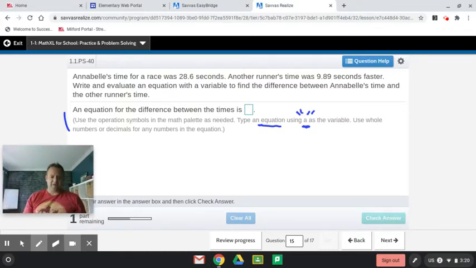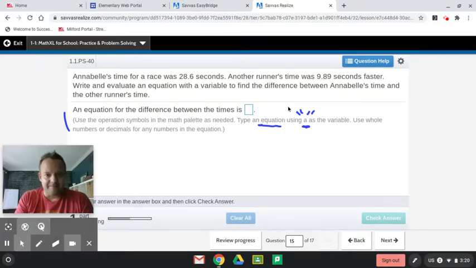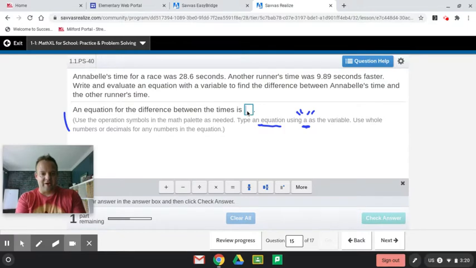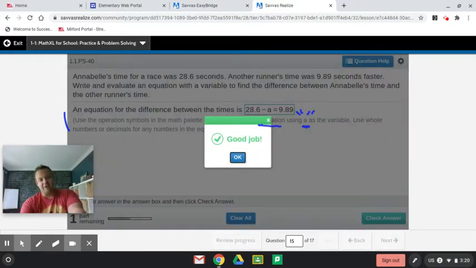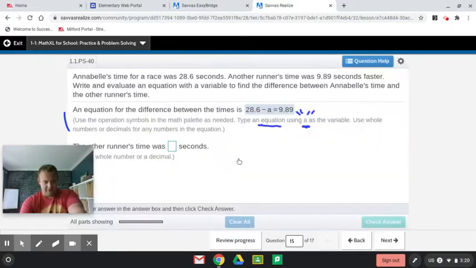So what they're wanting here is they're saying the time Annabelle has, 28 and 6/10 of a second, minus the other runner, which is unknown. That's a variable A. Is this much faster? 9 and 89 hundredths of a second. So an equation has an equal sign, and that's what they're wanting right there. So the other runner's speed was, well, we're going to solve this equation.